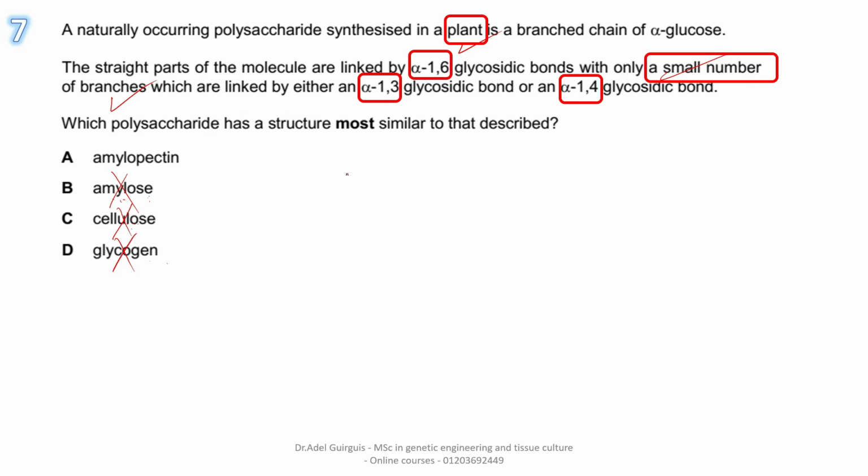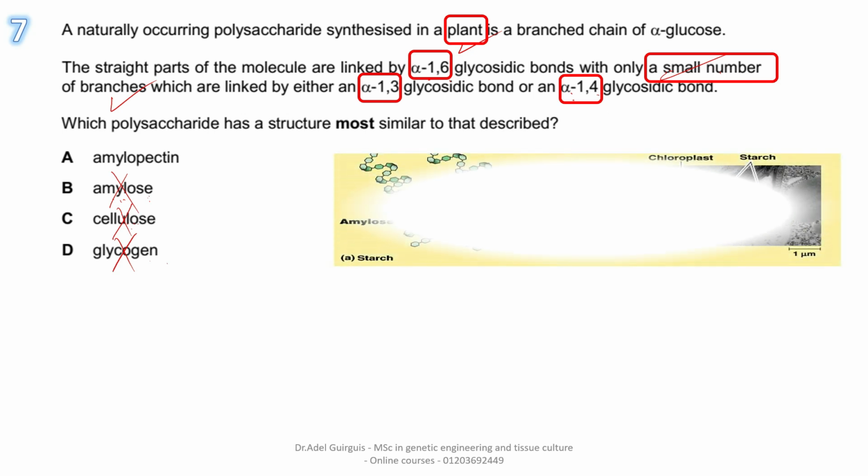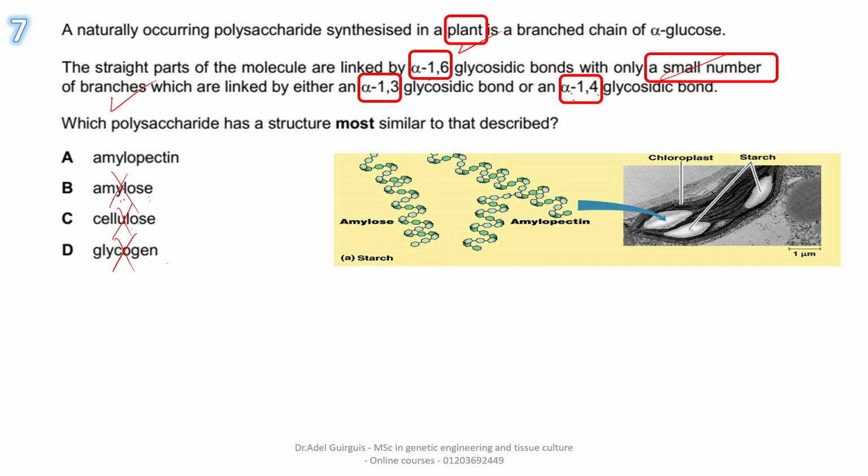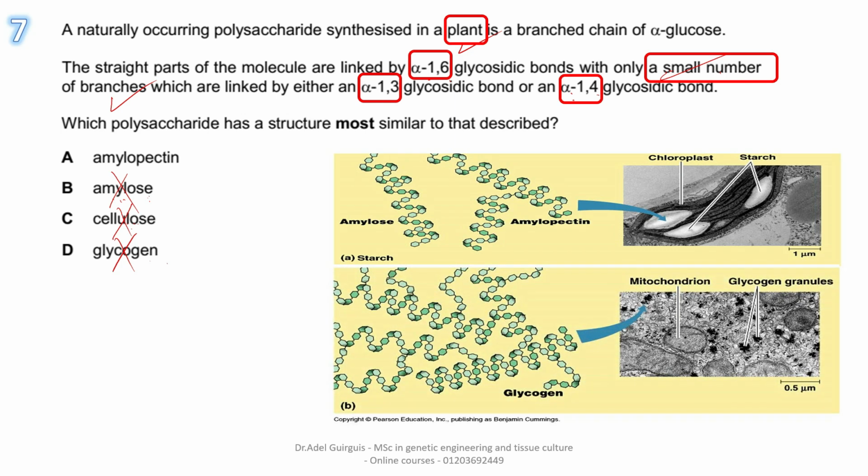Amylopectin has 1,4 glycosidic bonds and 1,6 at branches, with fewer branches than glycogen. If we compare amylopectin with glycogen, we find that glycogen is more highly branched than amylopectin. So the answer is A. Now, amylose and amylopectin mixed together form starch grains inside seeds or grains in plants. It is of plant origin, while glycogen is of animal origin.